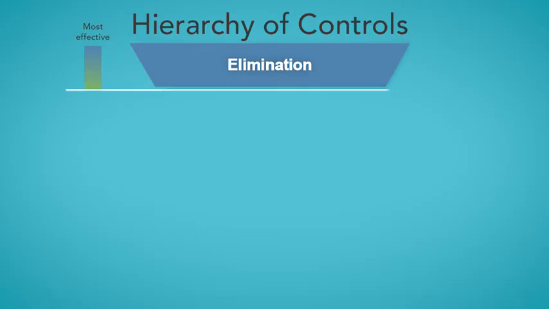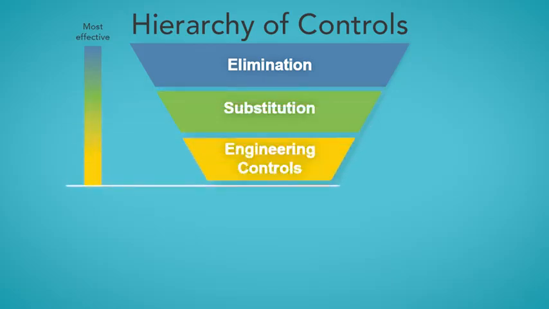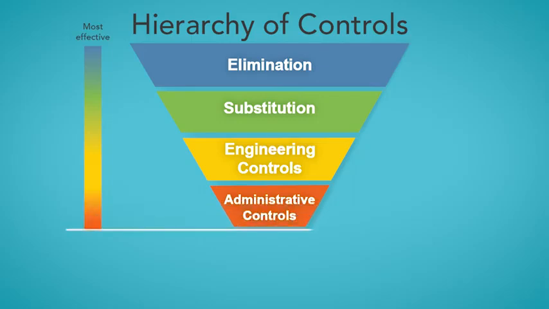So the hierarchy overall is organized so that the most effective changes are changes to the workplace or the work environment, and they don't rely on individual behaviors. So at the top we have elimination, followed by substitution, engineering controls, administrative controls, and at the very bottom we have personal protective equipment.